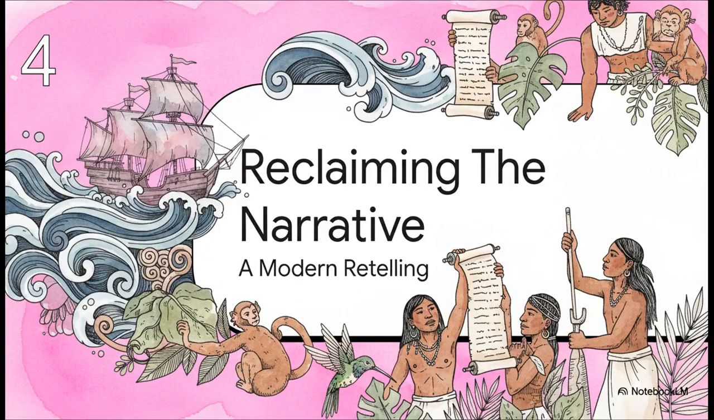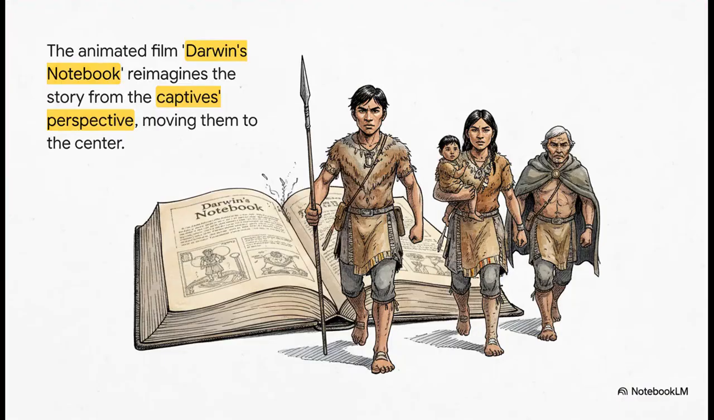So this story from almost 200 years ago, it's not just some historical footnote. Today, people are actively working to reframe it, to shift focus away from the famous Englishmen and onto the people whose lives were turned upside down. A great example of this is the animated film Darwin's Notebook. It completely reimagines these events from the perspective of the Fuegians themselves. It takes them from being side characters in Darwin's story and puts them right at the center of their own, giving them back their voice.